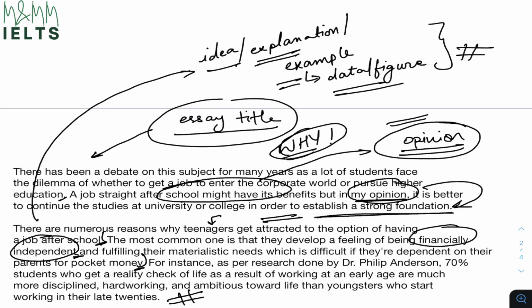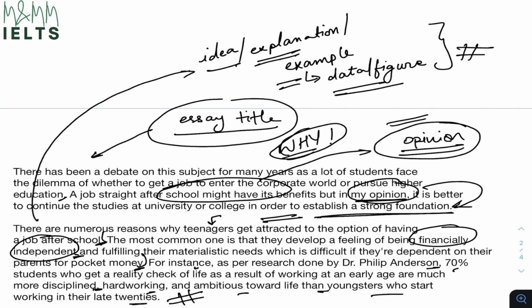So here I'm discussing having a job after school. Let us write down some example relevant to it. For instance, as per research done by Dr. Philip Anderson, 70% of students who get a reality check of life as a result of working at an early age are much more disciplined, hardworking, and ambitious towards life than youngsters who start working in their late 20s.